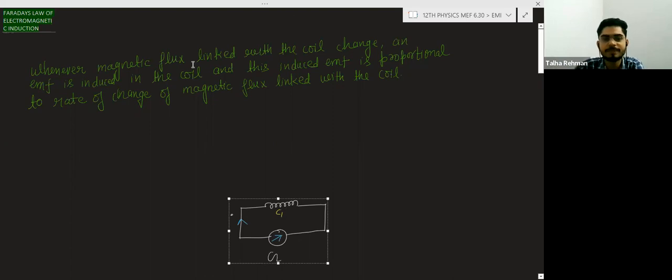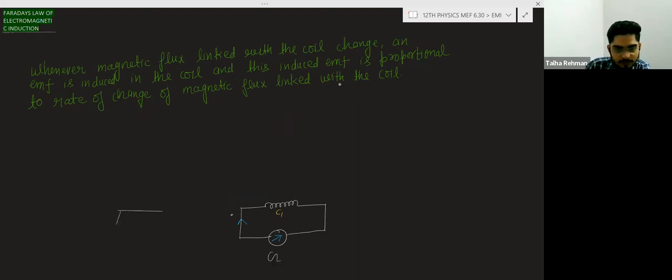So you can say whenever the magnetic flux linked with the coil changes, meaning increasing or decreasing, an EMF is induced in the coil, and this induced EMF is proportional to the rate of change of magnetic flux linked with the coil. Suppose here is a magnet. Again, I am taking one magnet. This is the magnet, North Pole and South Pole. A magnet has two poles.